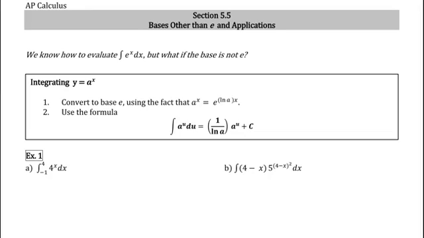Okay, kids, 5-5. We are cruising through this chapter. If you look ahead, these notes are also pretty short. So this, we're going to look at how to integrate bases other than e. We already know how to integrate e to the x, right? That was pretty easy. What if the base is not e?